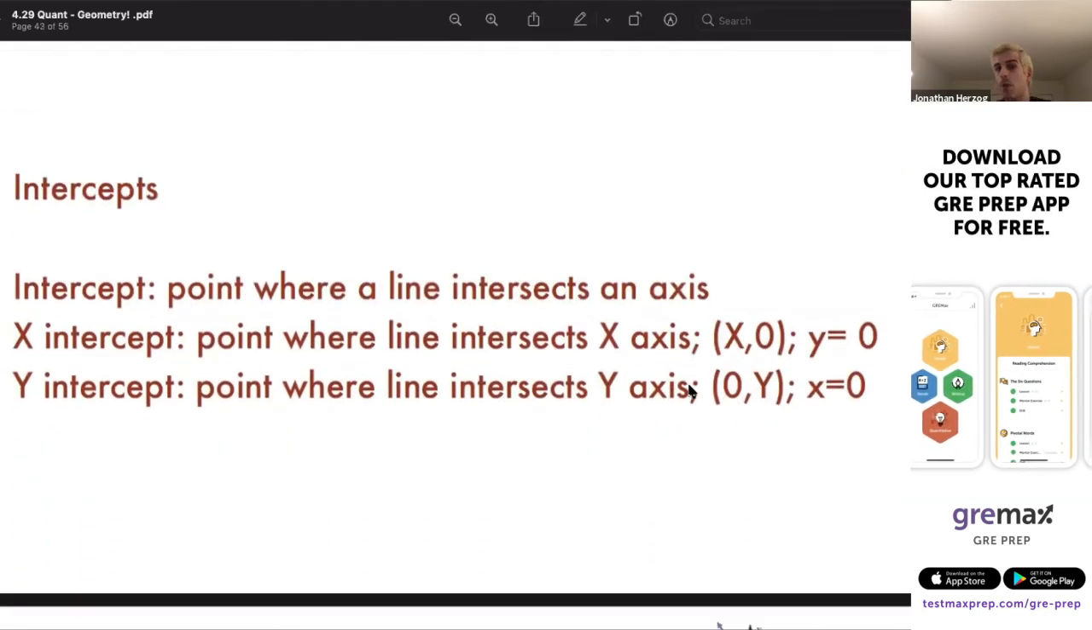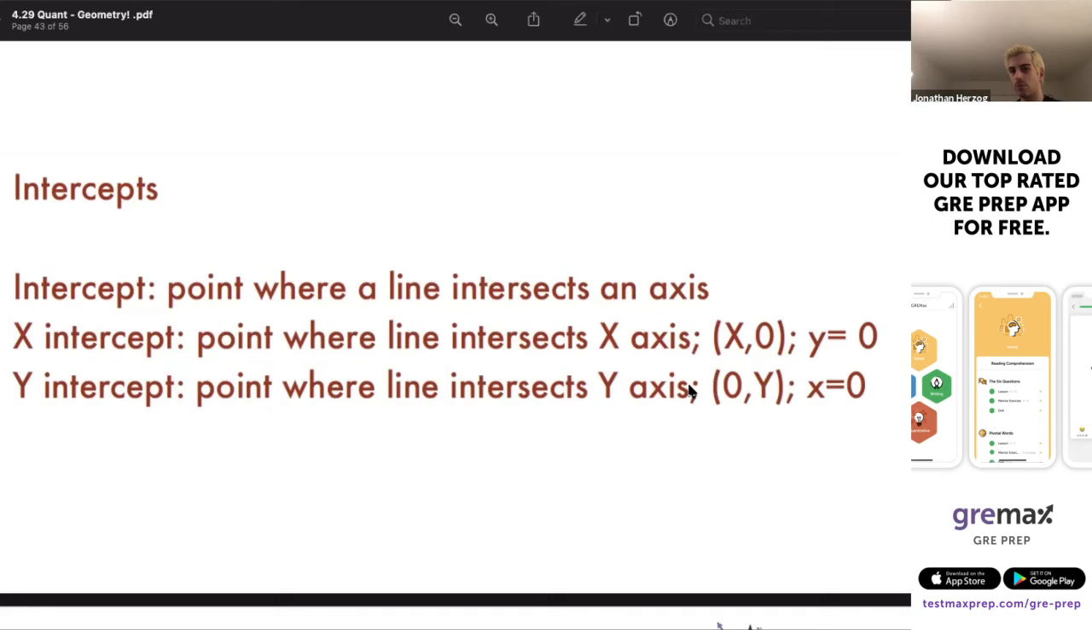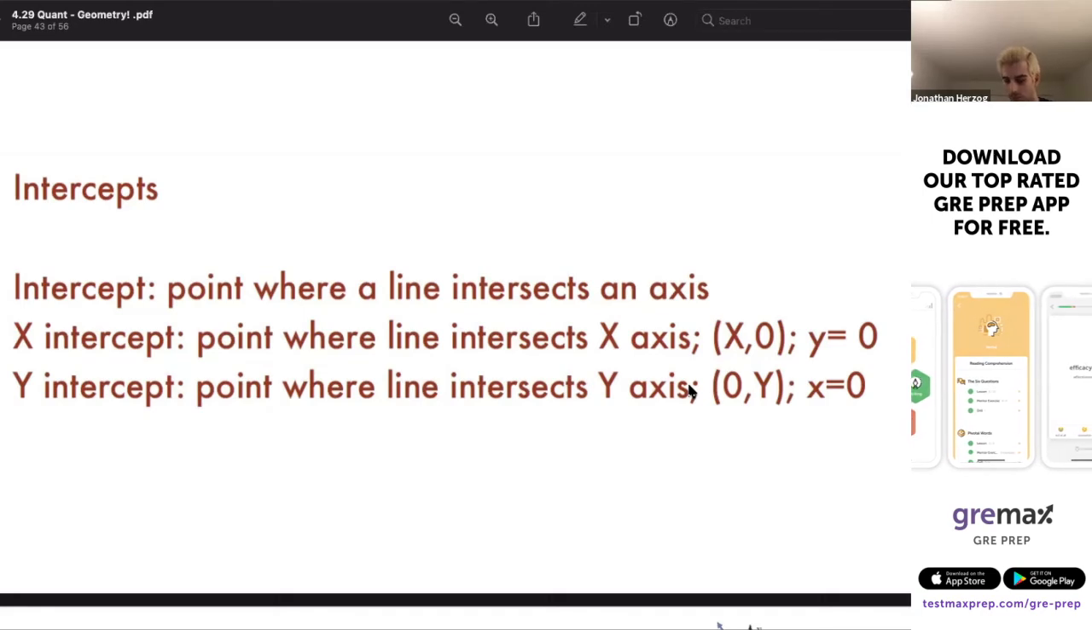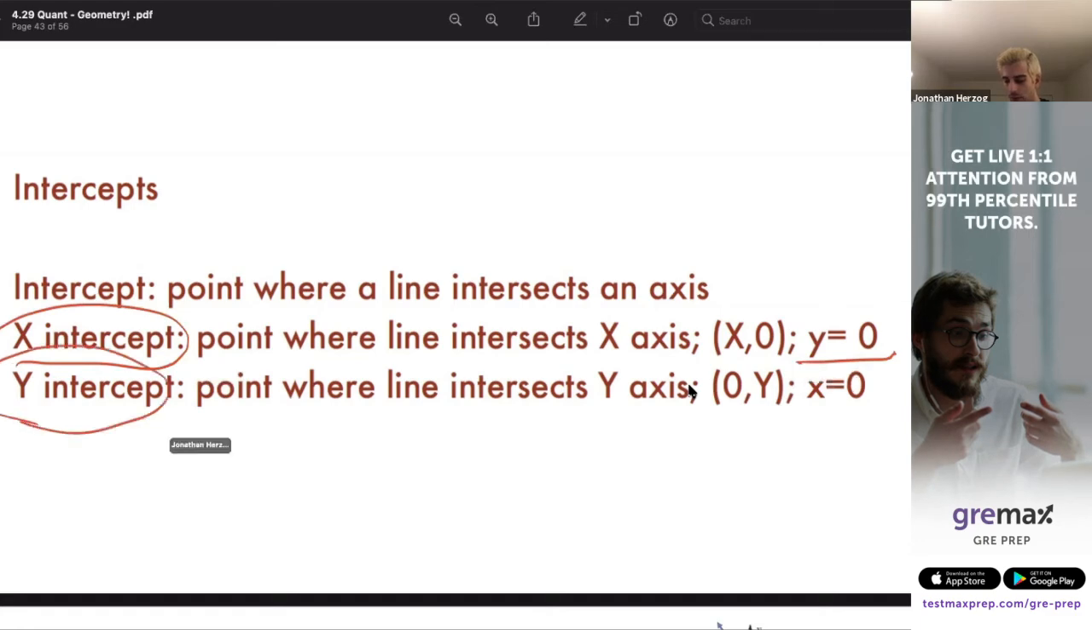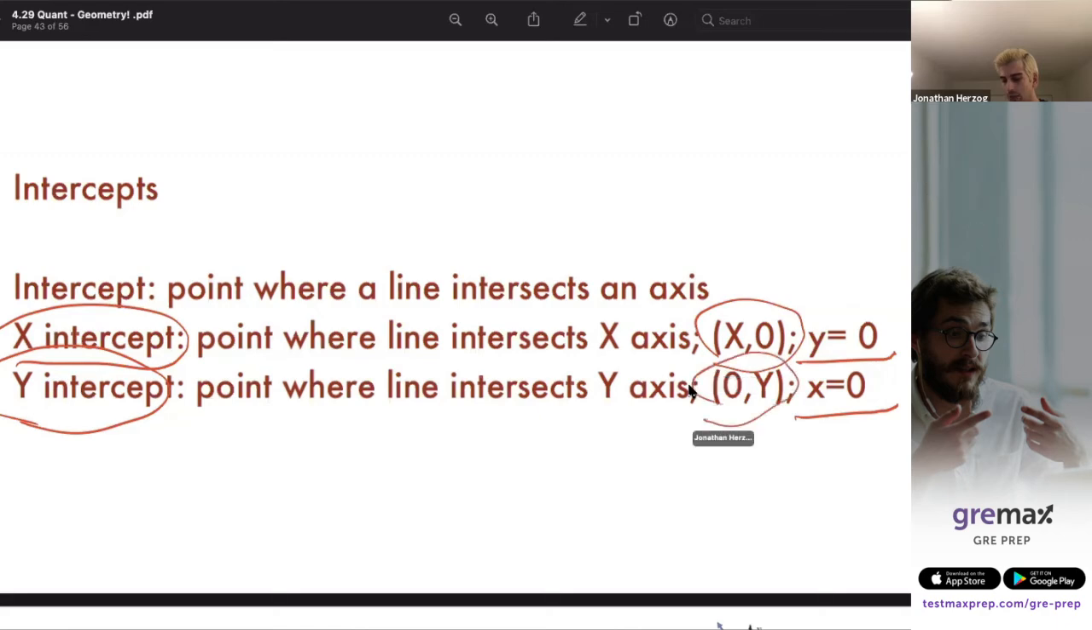Intercepts: points where a line intersects or crosses an axis. Again, recall the x-intercept where y equals 0, the y-intercept where x is equal to 0, also presented as the xy ordered pair.